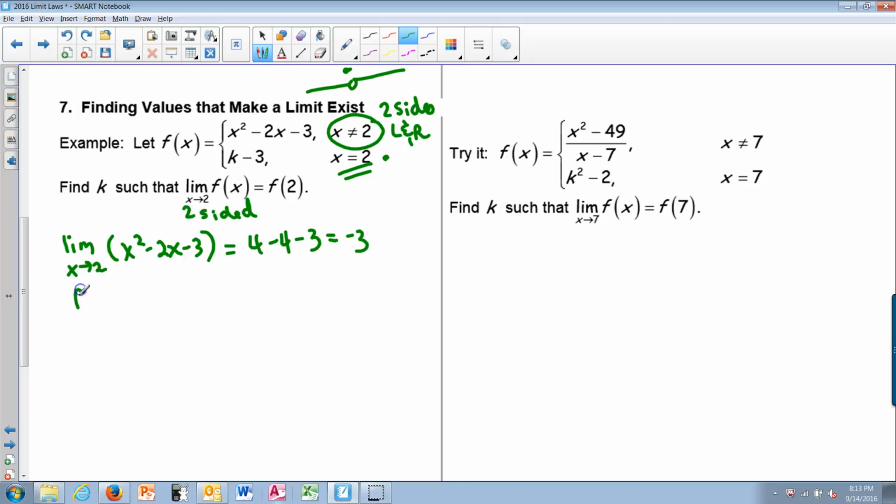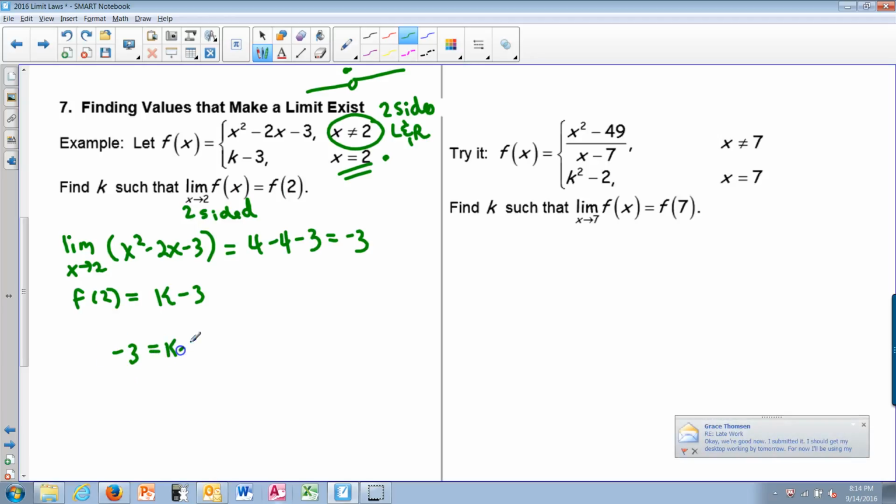Our function value is only the dot where x is actually equal to 2. Notice that there's no x term here. A lot of people accidentally substitute into k. So the function value at 2 is just k minus 3. So if our goal is to have the two-sided limit equal to f of 2, that means that negative 3 has to equal k minus 3. Now if I add 3 to both sides, I'll figure out that 0 has to equal k.